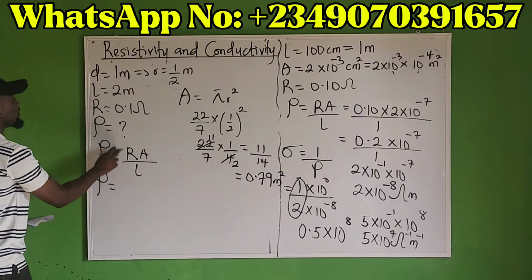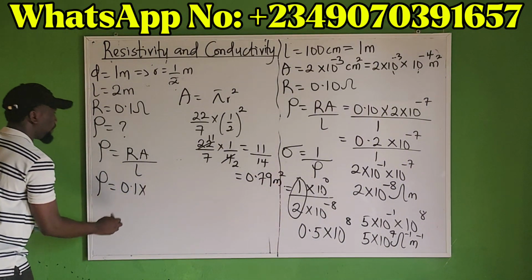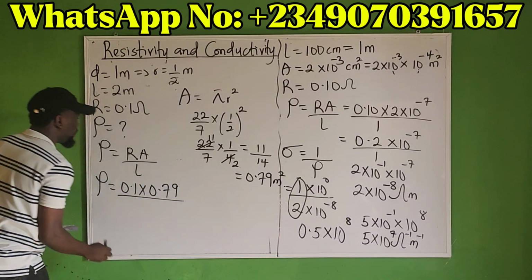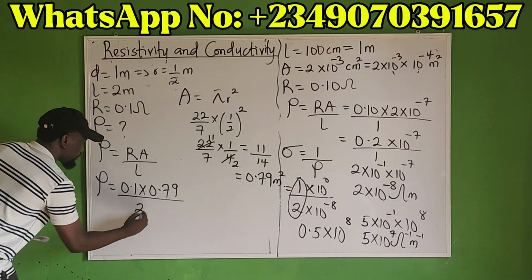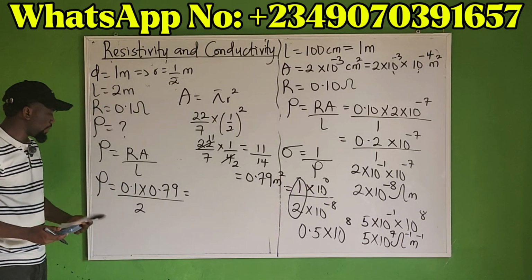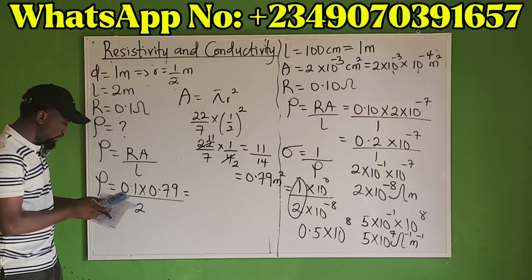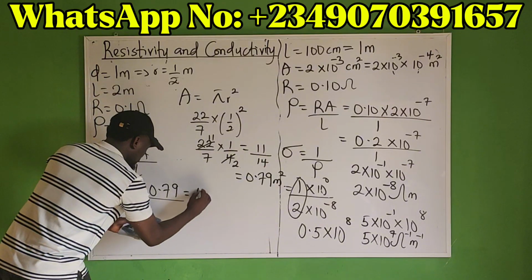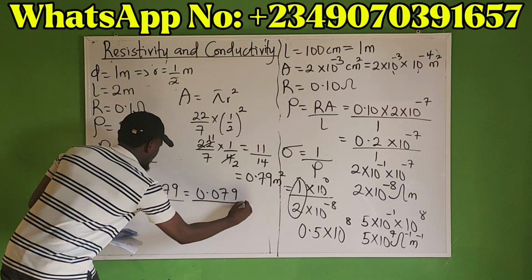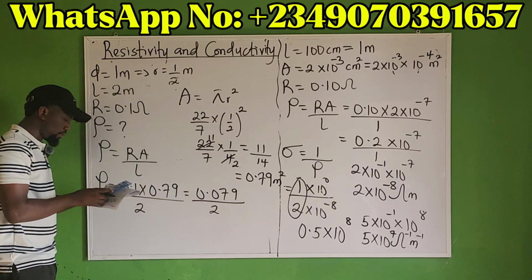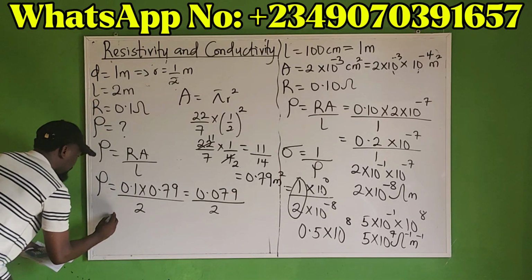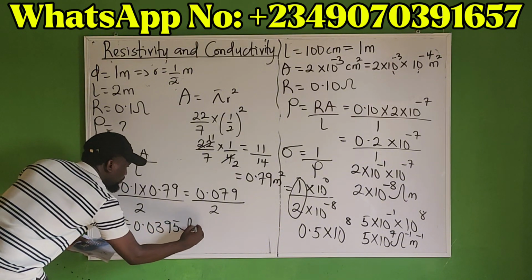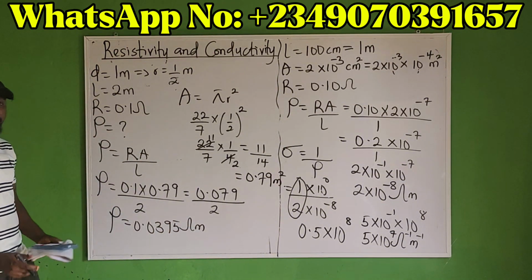So back to this. Resistivity now is what? R is 0.1 multiplied by what is A? A is 0.79. Then divided by what is L? L is 2. So let's multiply this. So we have 0.1 multiplied by 0.79. So this gives us 0.079. Then divided by 2. So we have the value for resistivity to be 0.0395 ohm meter.